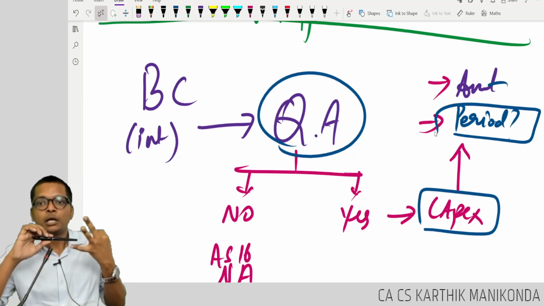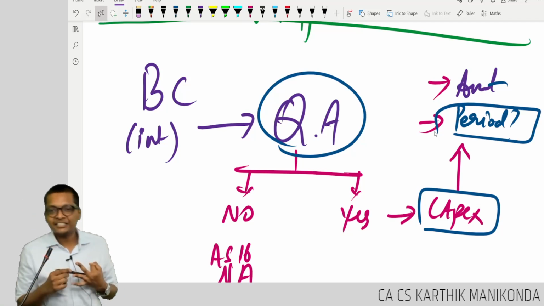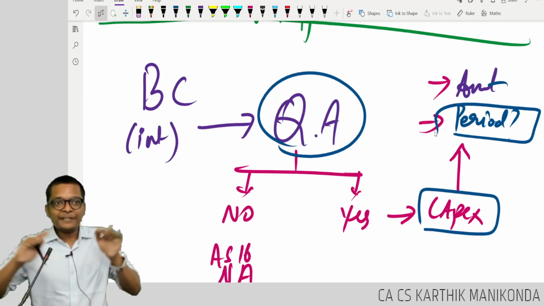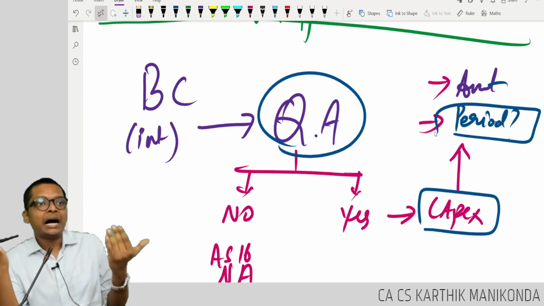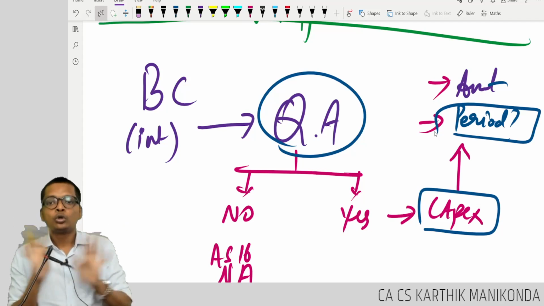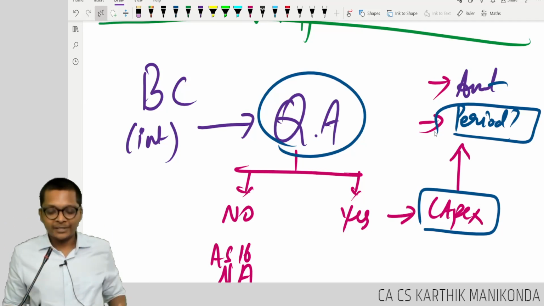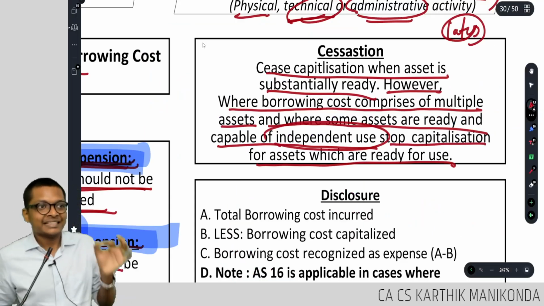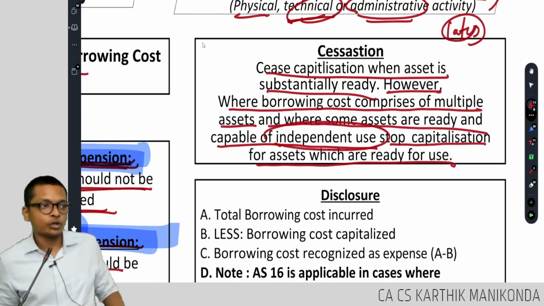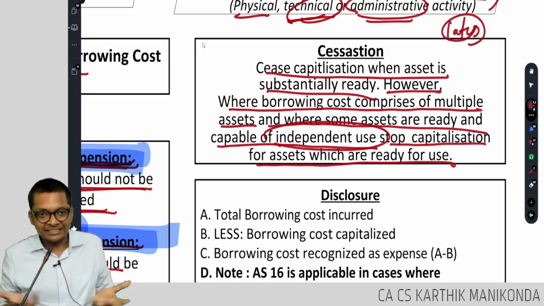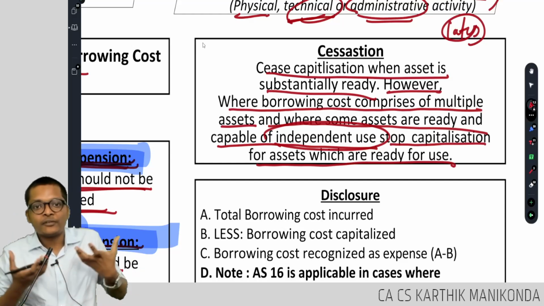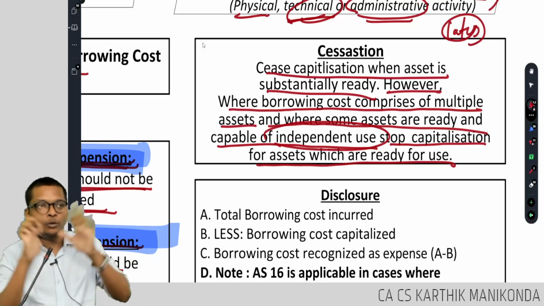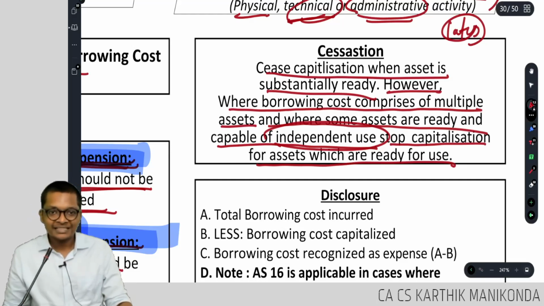You start once three conditions are met. What are the three conditions? Borrowing cost is incurred, expenditure incurred, and activity on the asset. Breaks, we call them suspension. Suspension is classified into avoidable and unavoidable. Avoidable, don't capitalize. Unavoidable, I will capitalize. And when do you end the capitalization? I will end the capitalization when the asset is substantially, or 90%, ready for use. And if there are multiple assets and each of them is capable of independent use, whenever an asset gets ready, you will stop capitalization for that and compute proportionately. Are you following, guys? Clear?